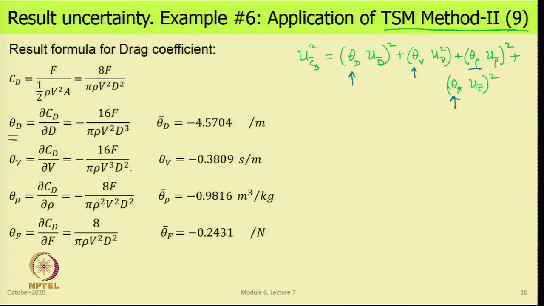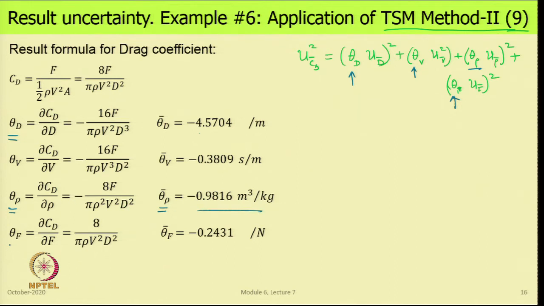Similarly, theta v, we differentiate with respect to v and we get this relation, and that gives us minus 0.3809 seconds per meter square. Then the sensitivity coefficient for density, this is 8f upon pi rho square v square d square with a minus sign, and that is what we get.